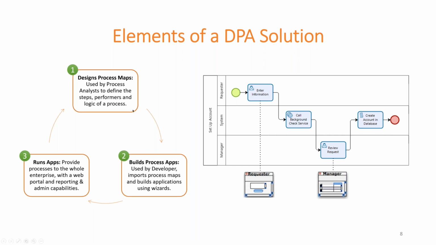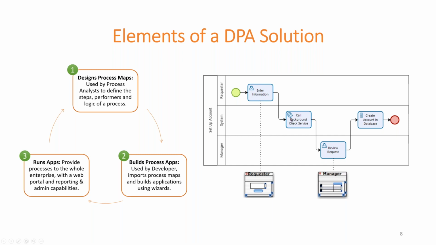So an example here, super simplified process where we have setting up an account in a back-end account system, you might have a requester that enters the information. So the DPA could be used to provide an input form with business rules that let you enter information about that person, perform some validations to make sure all the right fields are filled in with the right information.